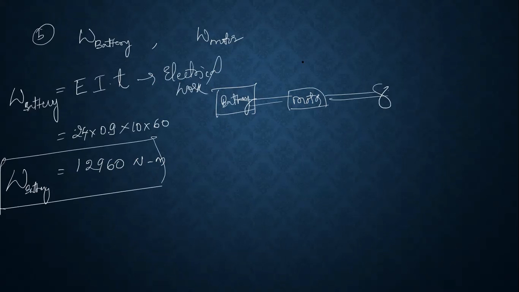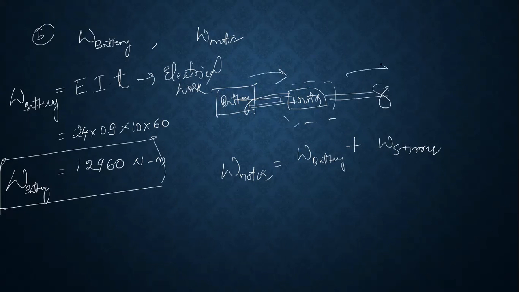And for the motor, if you observe the net work of the motor, it consists of two things. One is the work done by the battery plus the work done by the stirrer. If I consider the motor as a system, battery work is on the system. Stirrer work is done by the system. Therefore, this is minus, whatever answer you get here, it is minus work done on the system, 12960, and the stirrer work is work done by the system.